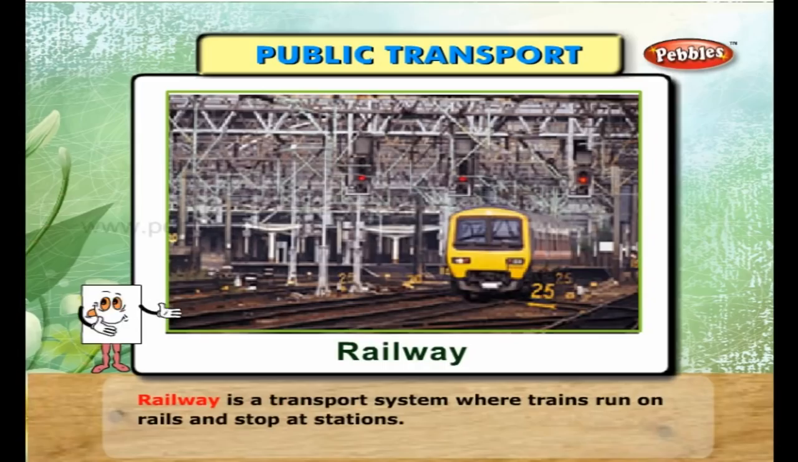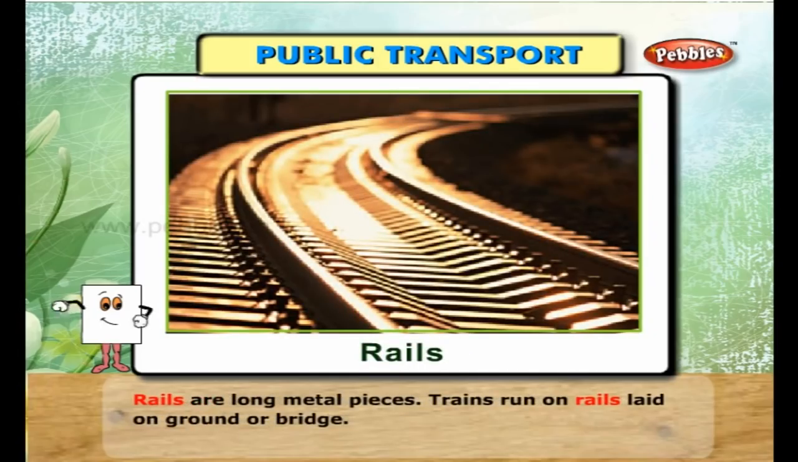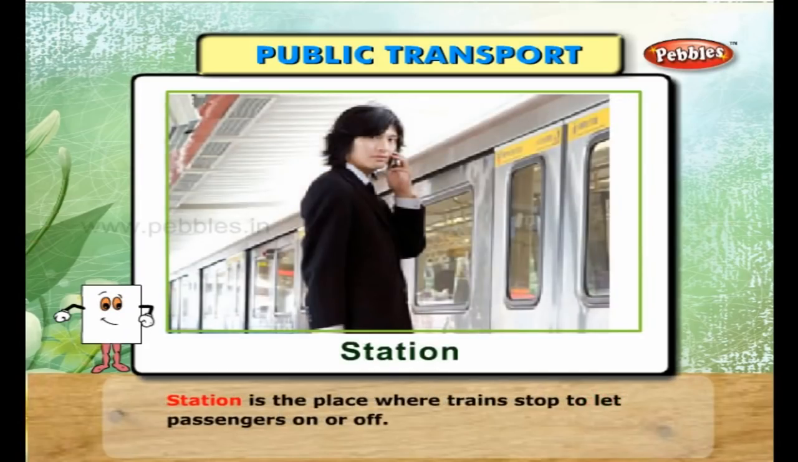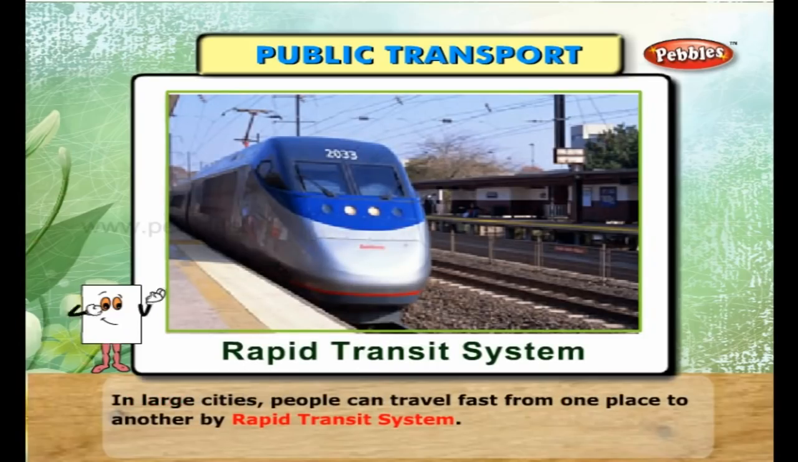Railway is a transport system where trains run on rails and stop at stations. Rails are long metal pieces. Trains run on rails laid on ground or bridge. Station is the place where trains stop to let passengers on or off. Metro is the railway of large cities where fast trains run underground. In large cities, people can travel fast from one place to another by rapid transit system.